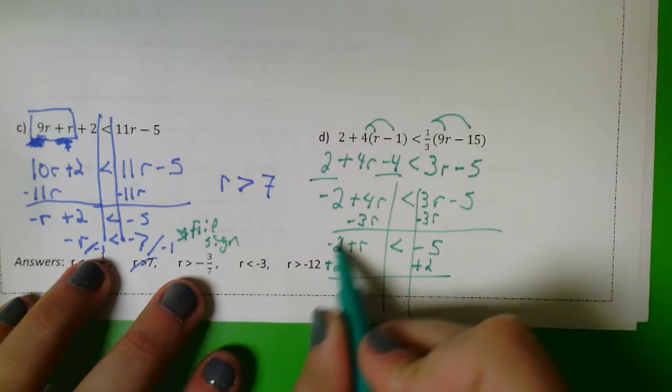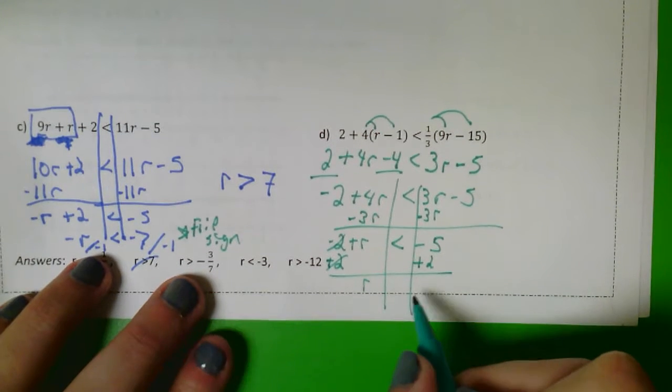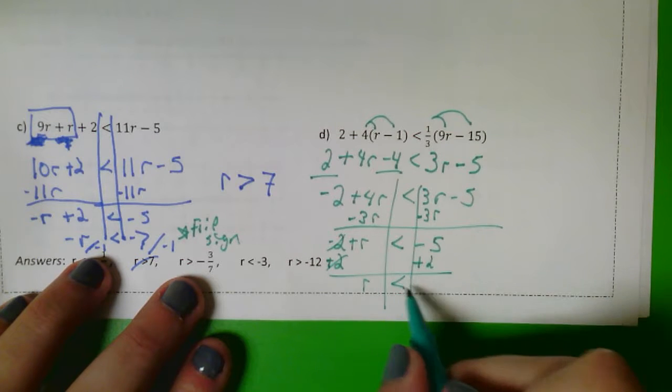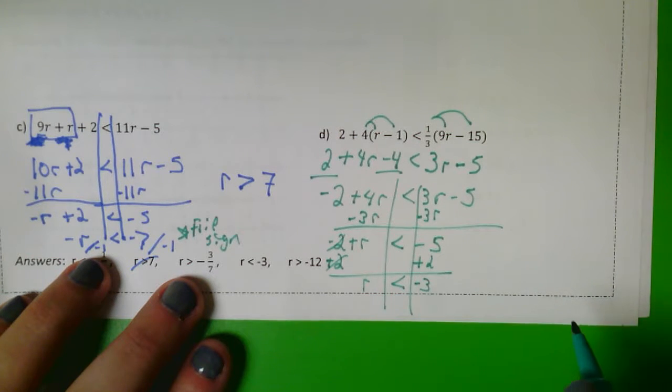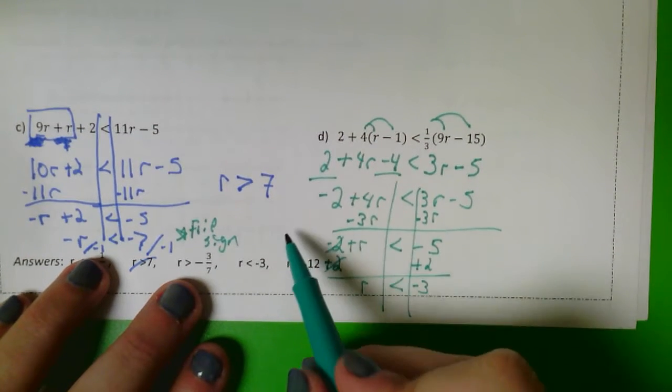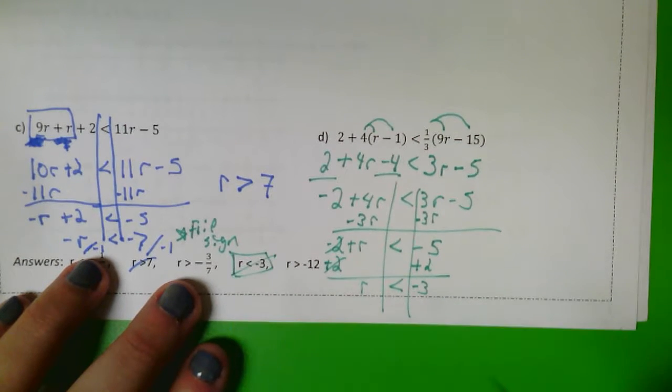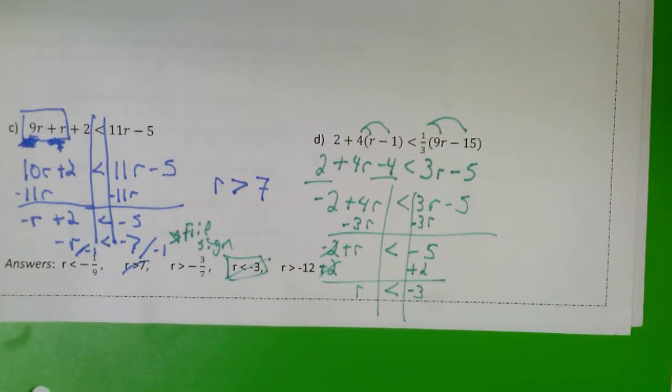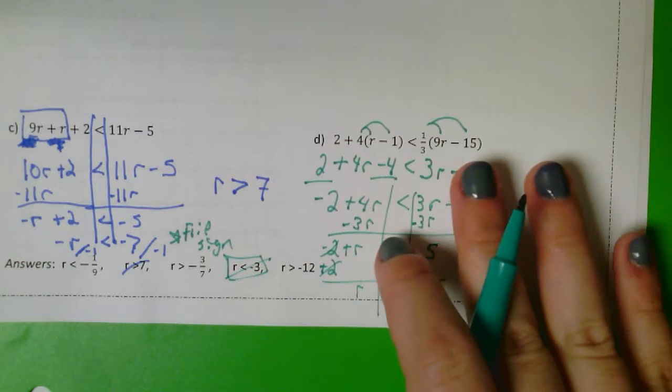So I need to do a positive 2 on both sides. That makes these bad boys cancel out, and you're left with r. Keep the sign the same, and then over here, negative 3. Once you get your answer, you can see that it is right over here, and you can cross it out. So again, don't be afraid of the fractions. You can just do those on the calculator. Moving on to the back side of your paper.